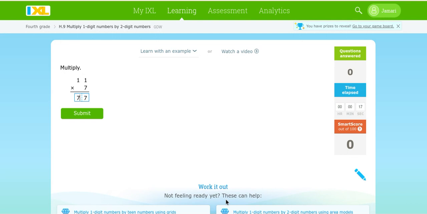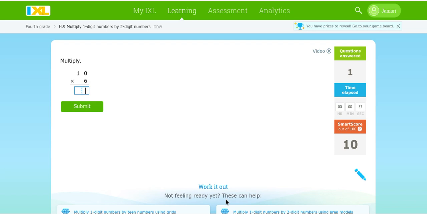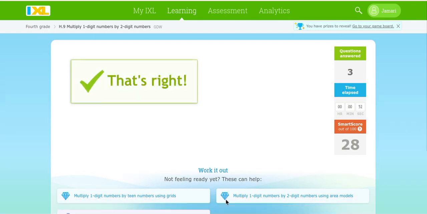I did 1 times 7 on one side, then I did 1 times 7 on the other side. That automatically gives me 7, and we know that will be 77. This is gonna be 0. 1 times 6 is 6. You get 60. 3 times 3, remember, is 9. 3 groups of 3. 2 times 3 is 6. It's going to be 69.